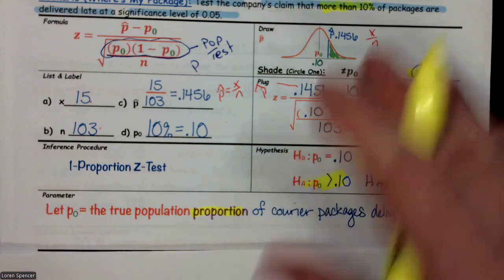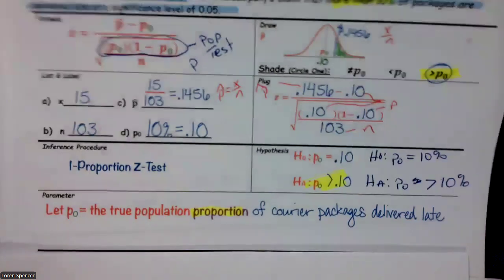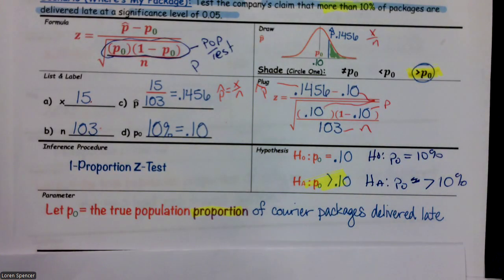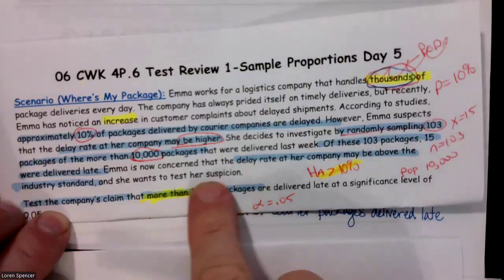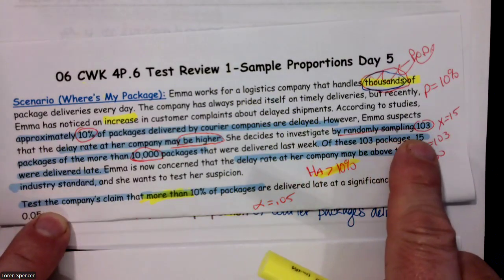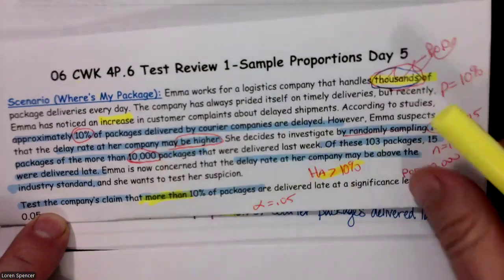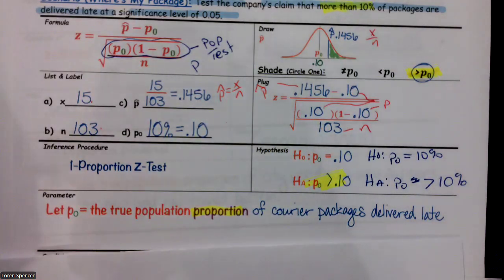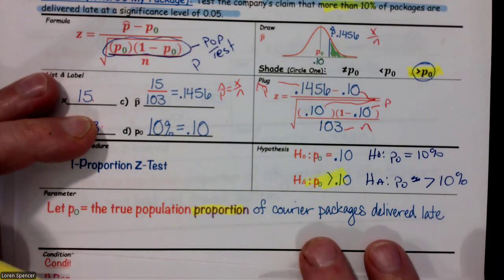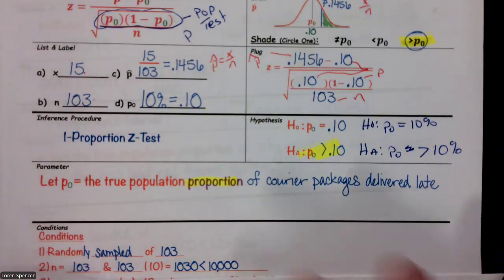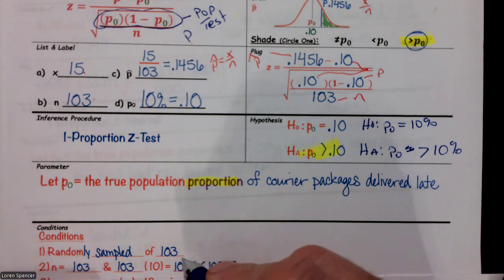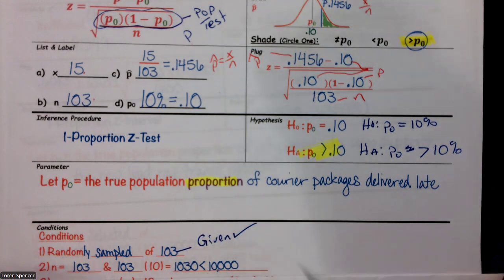Well, our first condition is random sample. So let's look back at our scenario. When we look back at our scenario, she randomly sampled 103 packages of the more than 10,000. Great. So the first condition is random sample, and we have a random sample of 103. And that was given to us. Yay. So we can check that off.